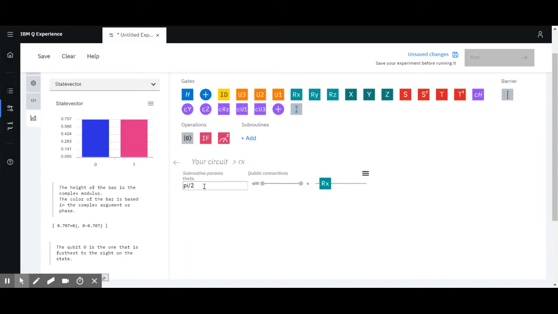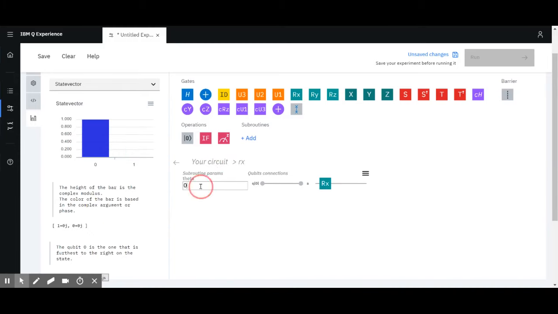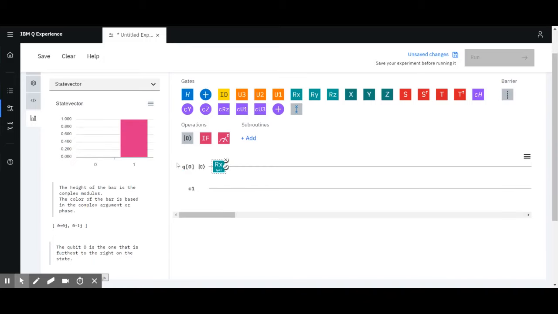So, for example, let's start, as I said, at 0, right? So if you start at 0, then you start at 0. That's good. If you do pi, then what you get? Then you get the same effect as using the Y gate, right? So it's the same pattern. If you see, it's the same pattern.